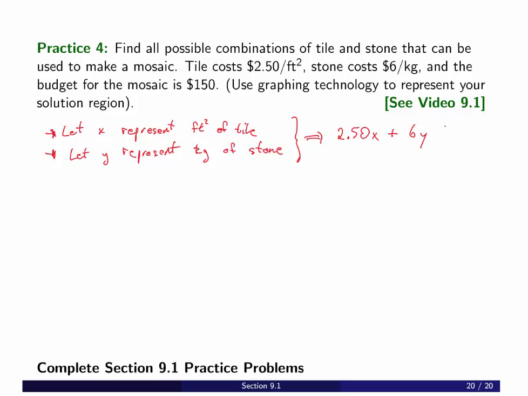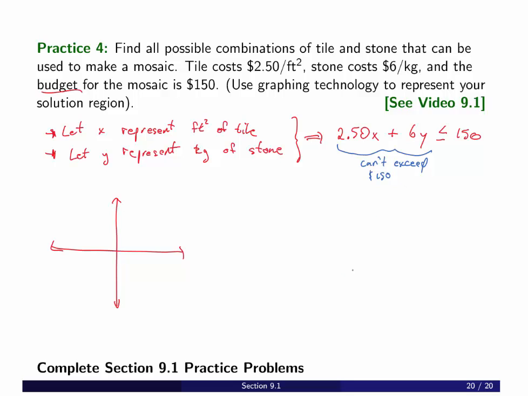And this has to be less than or equal to 150, because your budget is 150, so you can't exceed this. So right here, that can't exceed 150, but it could hit it because that's your budget. So therefore we use less than or equal to. And that's basically the answer. If you wanted to graph this, it will look something like this.